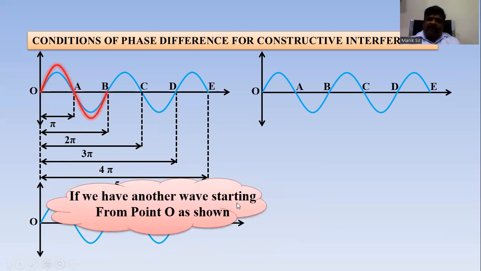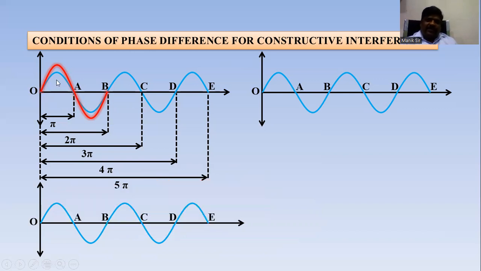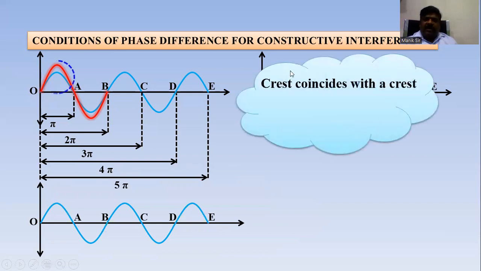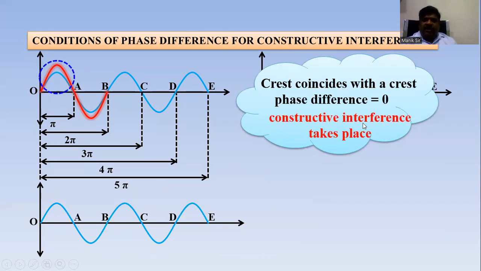If we consider another wave starting from the point O, now this is the wave again starting from the point O, means the phase difference or you can say the path difference is 0. Yes, crest matches with the crest, trough matches with the trough. So there happens the constructive interference. Crest coincide with the crest and the phase difference is 0 and there is a constructive interference takes place.